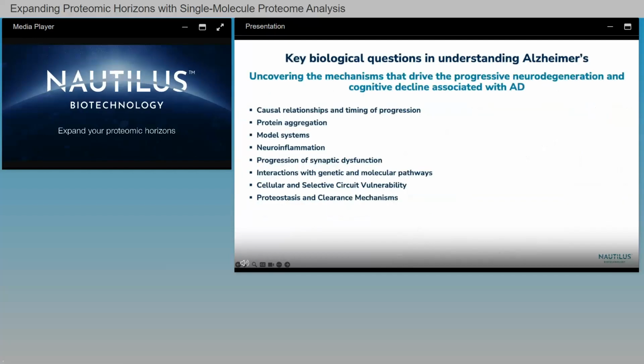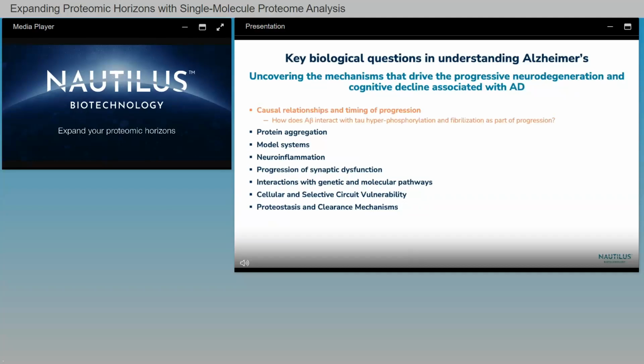In Alzheimer's disease, there are a number of critical questions being asked. Things about causal relationships and what drives the progression of the disease, questions about aggregation, questions about model systems, and on and on. And we're really excited to begin exploring how proteoforms contribute to these questions.